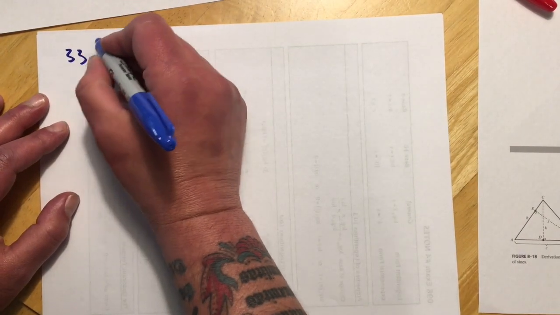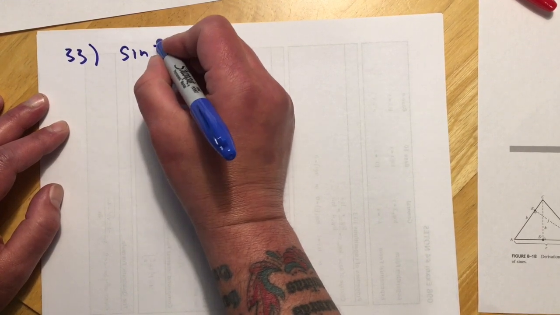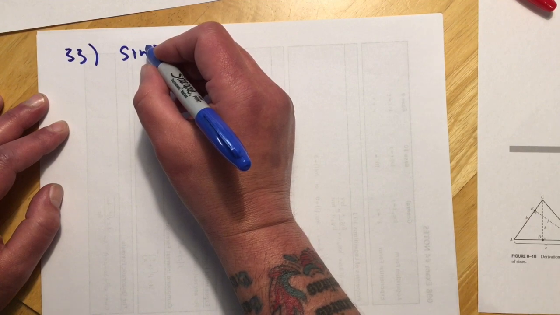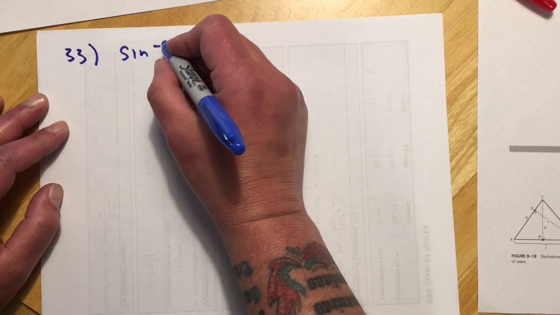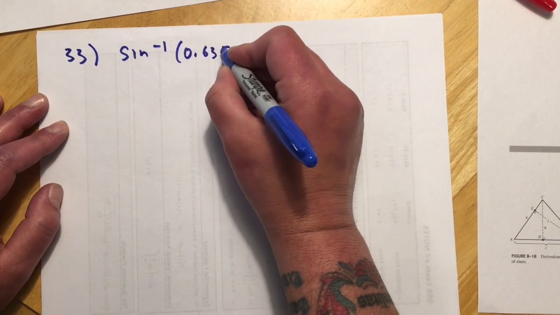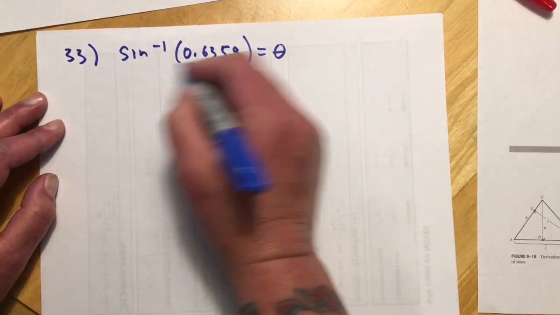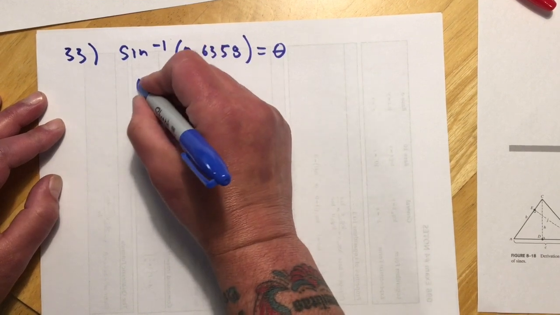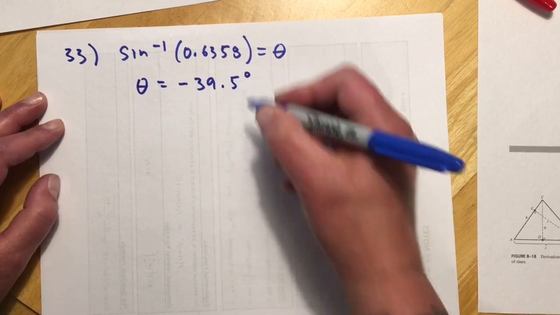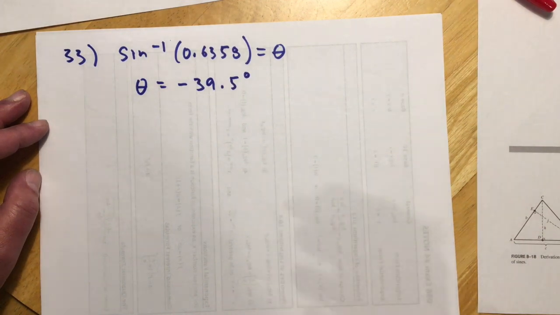Number 33, just because I wanted to get one with sine in. So this one was sine of negative 0.6358. So I'm just kind of jumping to right here. And so that equals our theta. So if we plug that in our calculator, we're going to get theta equals negative 39.5 degrees. And so with this, it's giving us the fourth quadrant version.